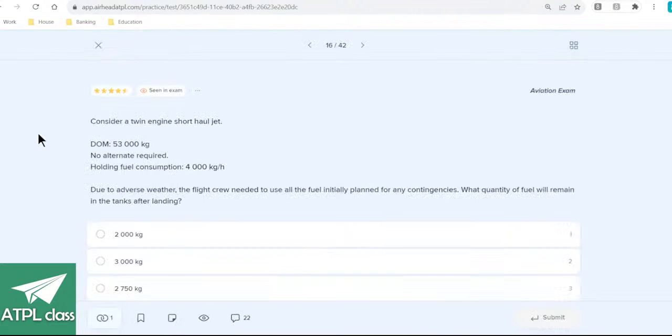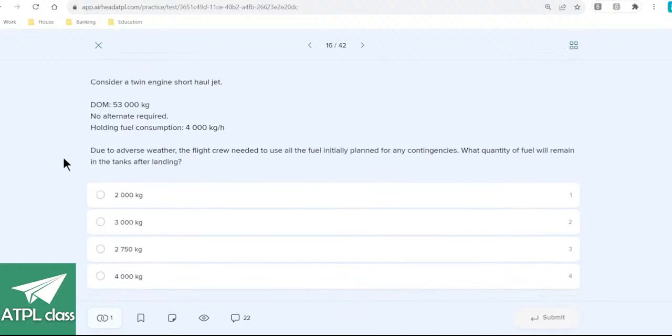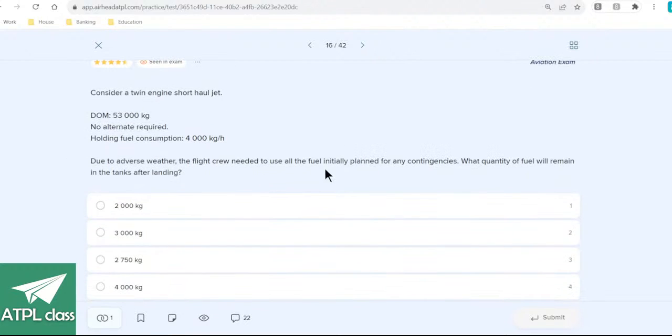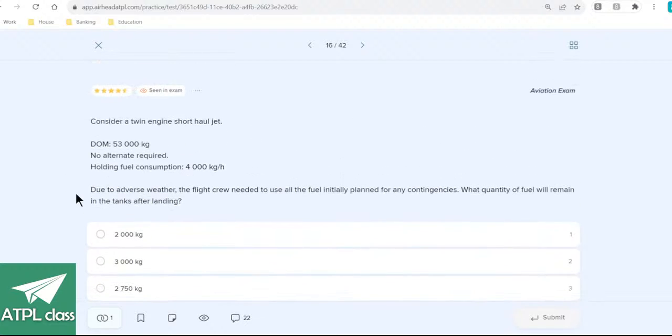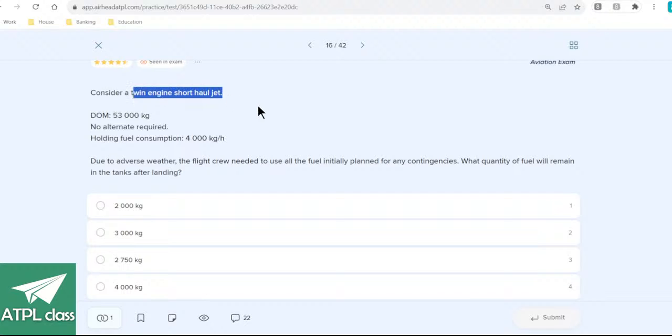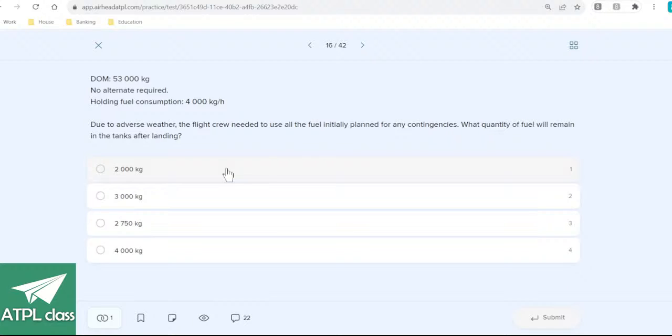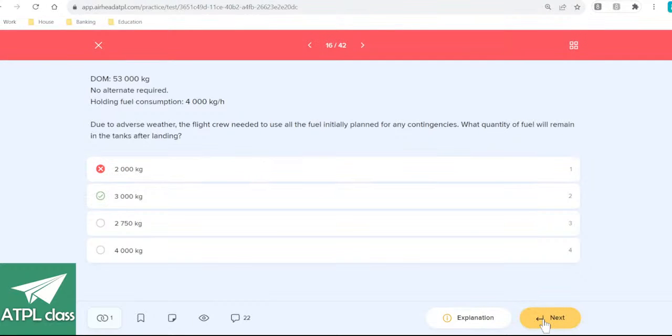Next question. Consider a twin engine short haul jet. 53,000 kilograms no longer required, holding fuel consumption 4,000. Due to adverse weather, the flight crew needed to use all the fuel initially planned for any contingencies. What quantity of fuel will remain in the tanks after landing? Ah right, okay, so 30 minutes of holding is 2,000 kilograms of fuel. So if we've got final reserve intact, it should be 2,000. 3,000.